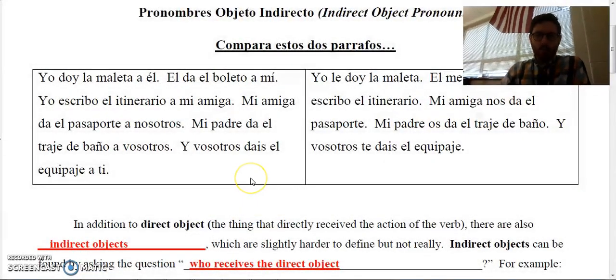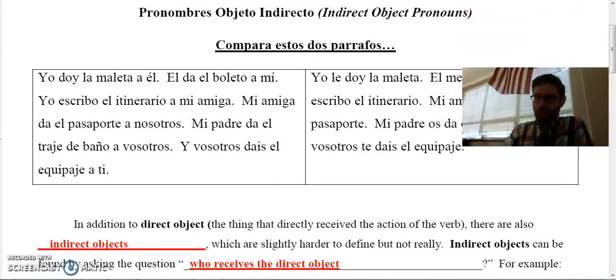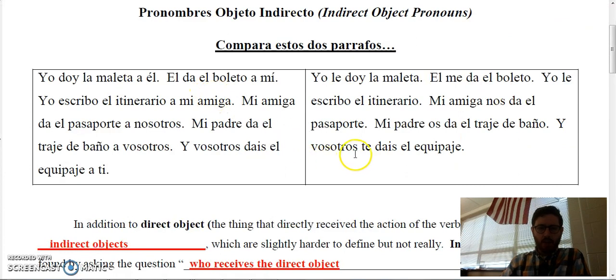So real quick, for the next 7 minutes we'll take a look at this chapter on indirect object pronouns, or pronombres objeto indirecto, which from here on out, instead of calling DOPs, we'll call IOPs for short. Now, real quick, take a look at these 2 paragraphs. The paragraph on the left does not use indirect object pronouns.